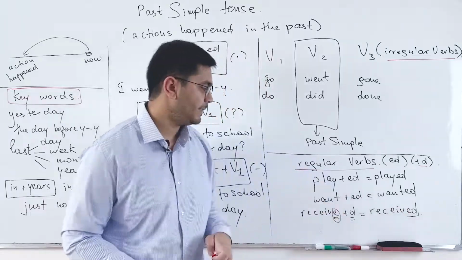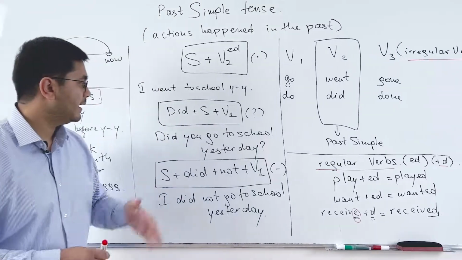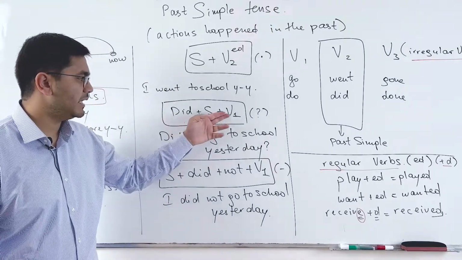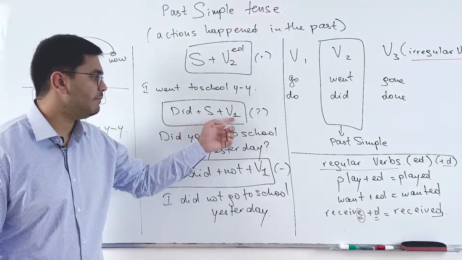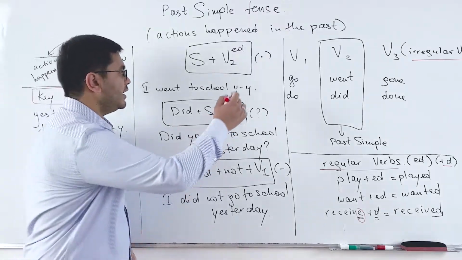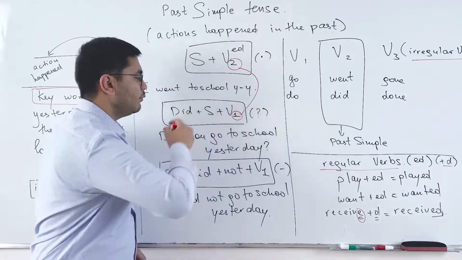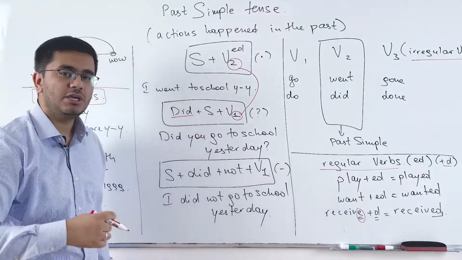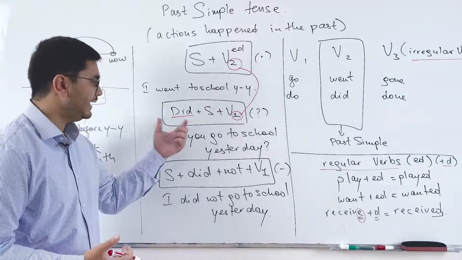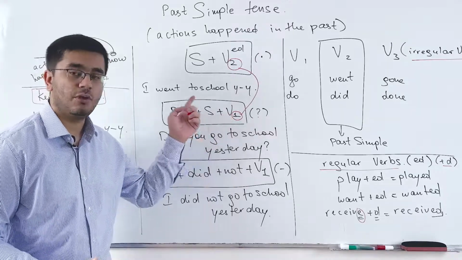Received, just d. So when it comes to the question form, it is did plus subject plus verb 1. Did here is the auxiliary verb, then subject and main verb. If you pay attention here, verb 2 changed to verb 1. It's mainly because of did, because the auxiliary verb did here stays as verb 2. That's why the main verb changed to verb 1.